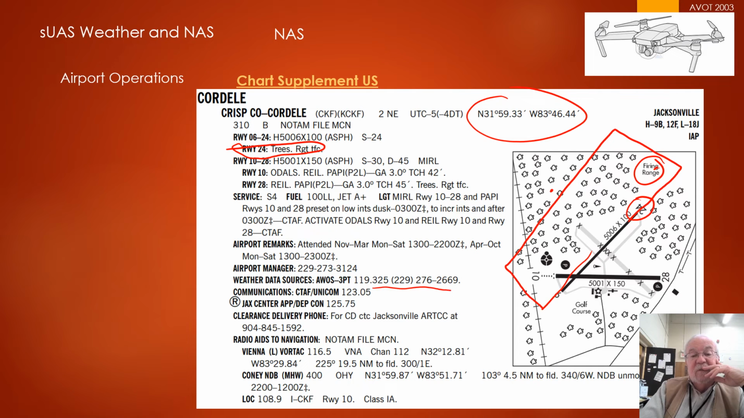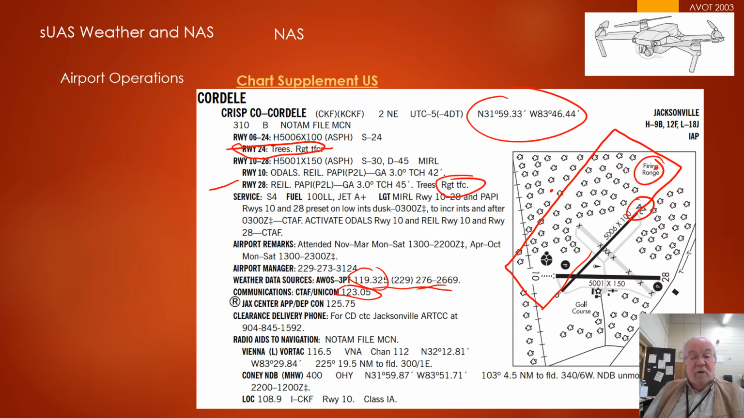Weather services, we have a frequency and a phone number. CTAF 123.05. Of course, you could find that on the chart as well. Runway 28, we already said that. Runway 28 is 24, runway traffic, so they put it in both sections here. So you see, the most detailed information about an airport will be found in the chart supplement US.